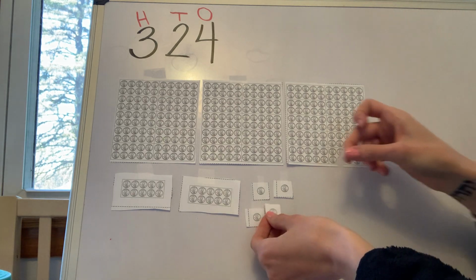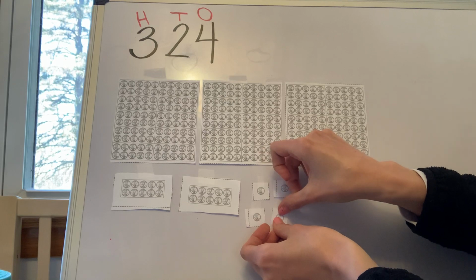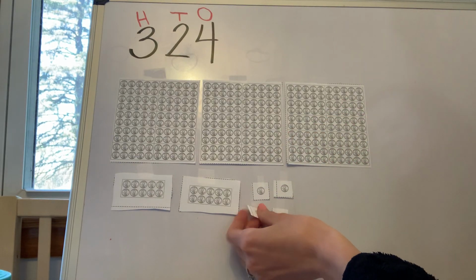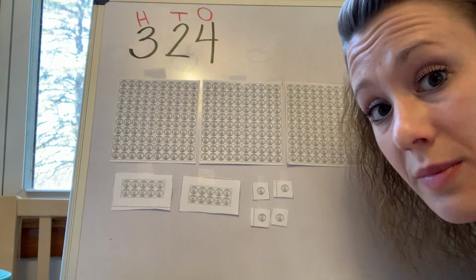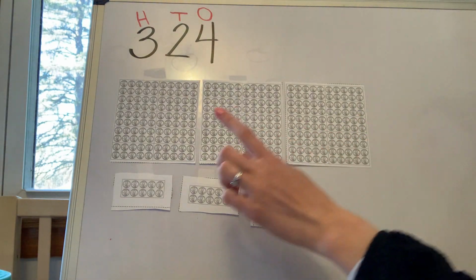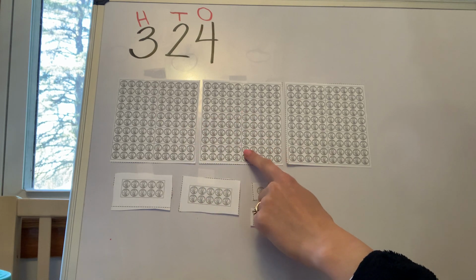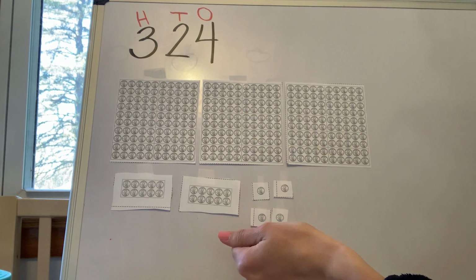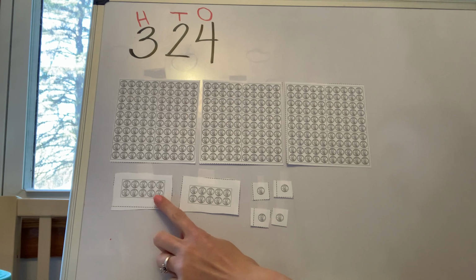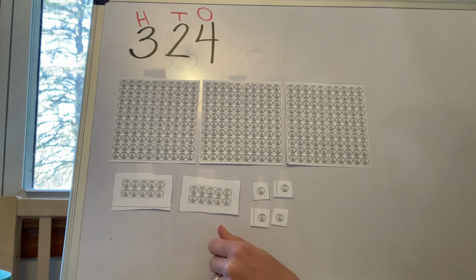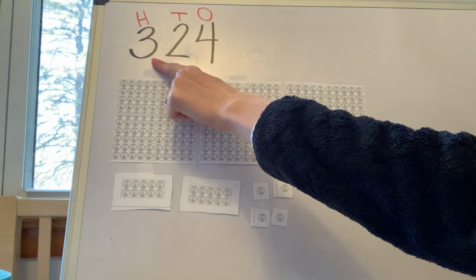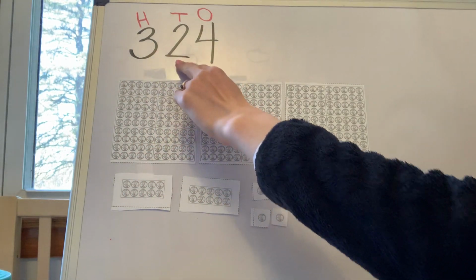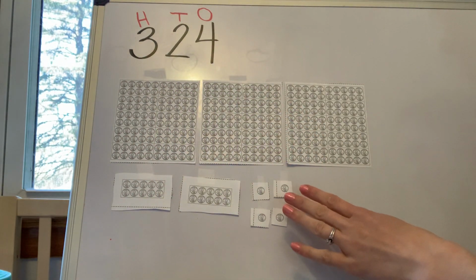Can I put up more? Nope. Why not? Right, because it says to only put up 4. I can't put up more because then I don't have the right number. So I would have 100, 200, 300, switch, 310, 320, switch, 321, 322, 323, 324. My numbers all match. 3 hundreds, 2 tens, and 4 ones.